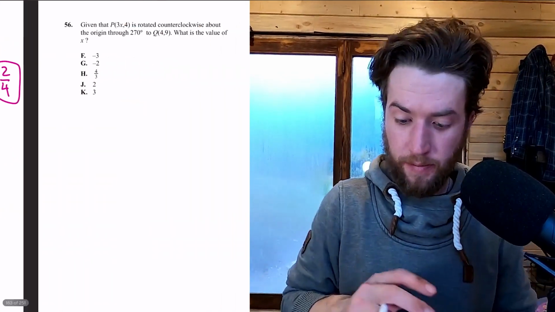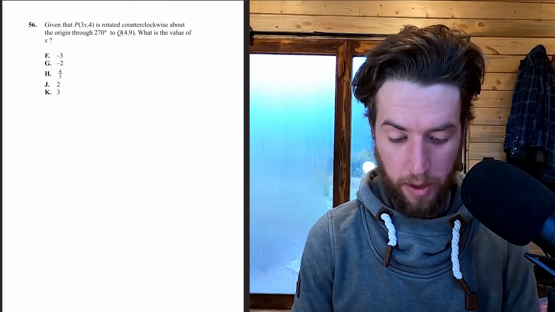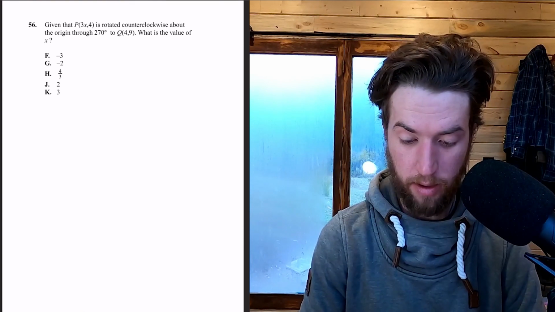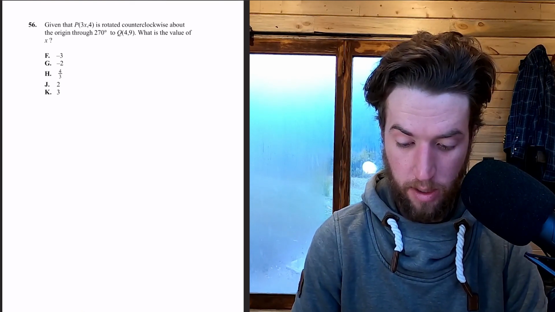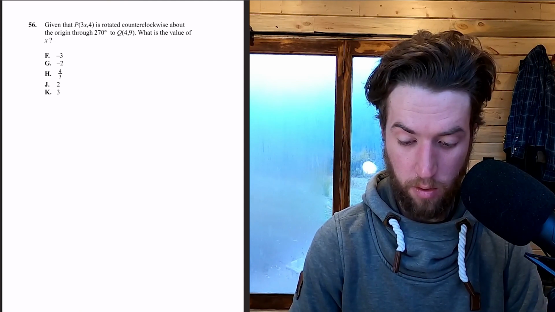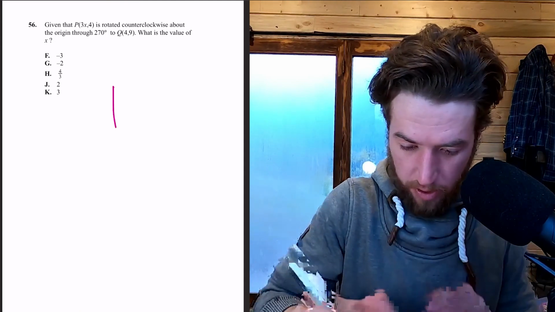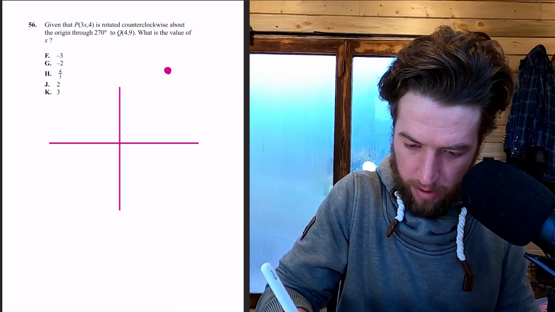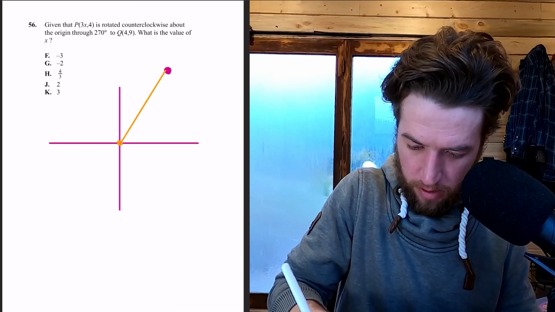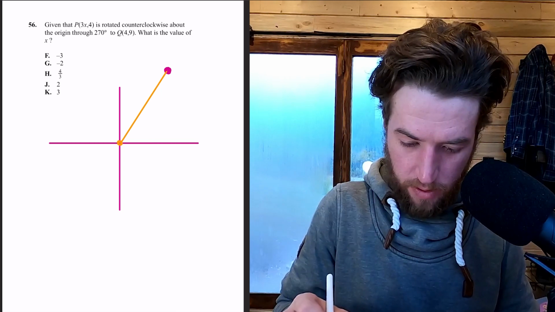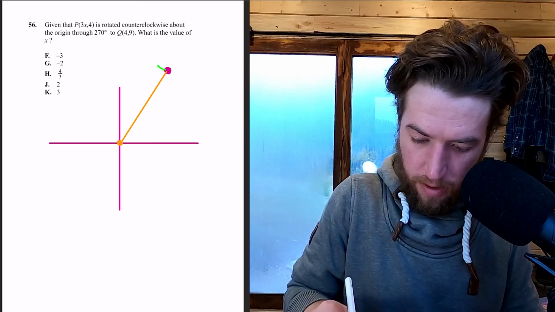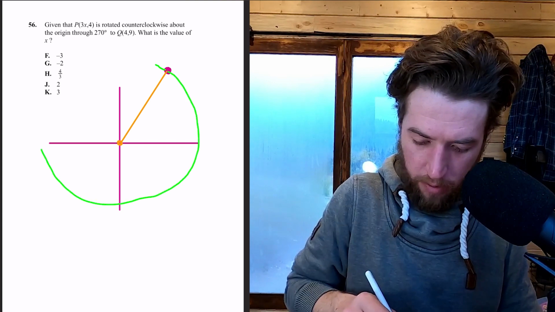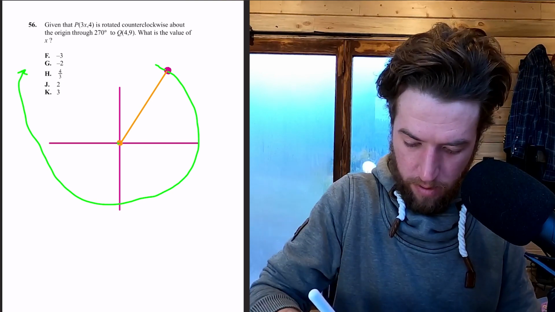All right, on to the next. All right, given that this point, 3x comma 4, is rotated counterclockwise about the origin through 270 degrees to q of 4 comma 9, what is the value of x? Okay, interesting. So we have this point that ended up at 4 comma 9, which is like here, and it rotated about the origin 270 degrees, so it's like, was it counterclockwise? It was going counterclockwise, so it's back this way. I know I'm going in reverse order right now. So it should be like here.